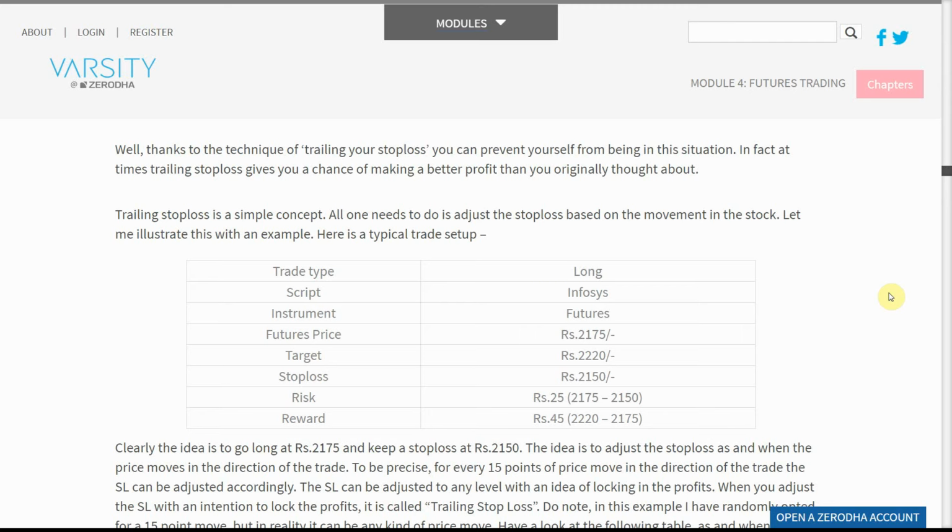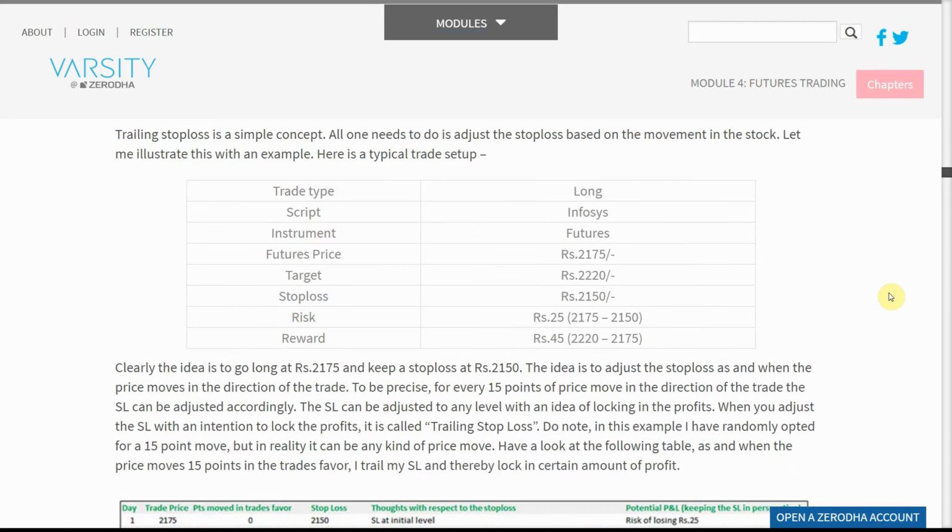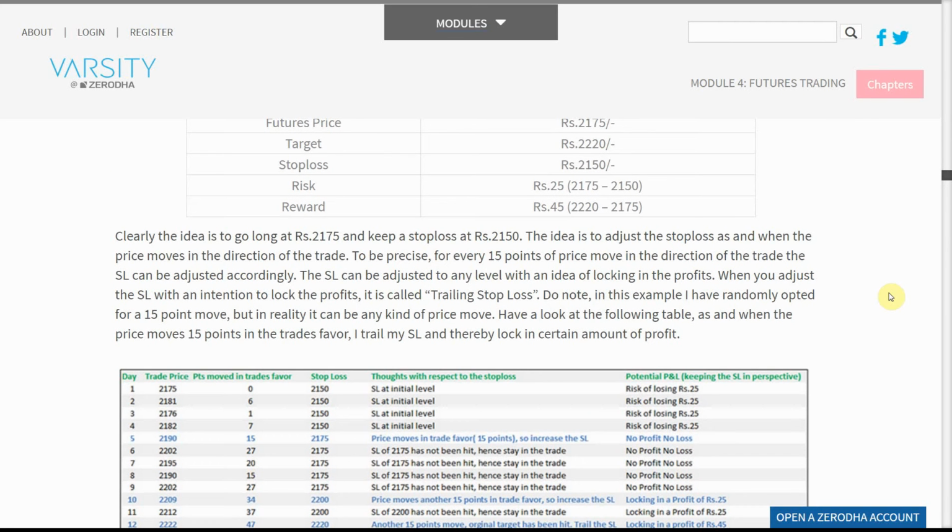Risk: 25 rupees, that is 2175 minus 2150. Reward: 45 rupees, that is 2220 minus 2175. Clearly, the idea is to go long at 2,175 rupees and keep a stop loss at 2,150 rupees. The idea is to adjust the stop loss when the price moves in the direction of the trade.